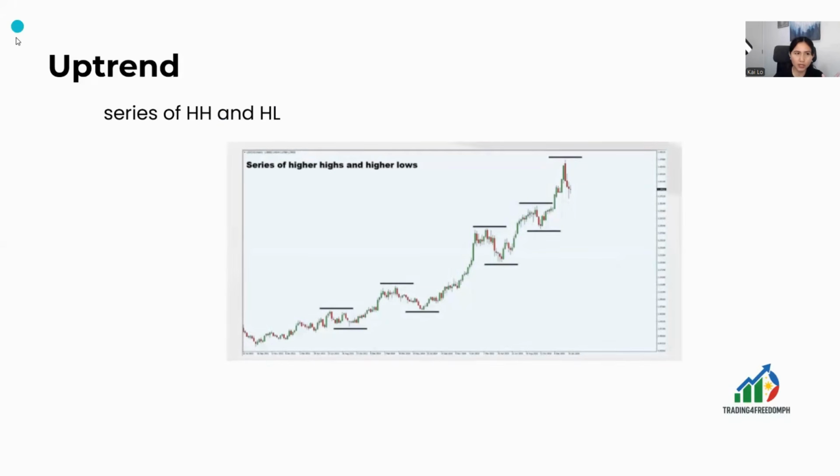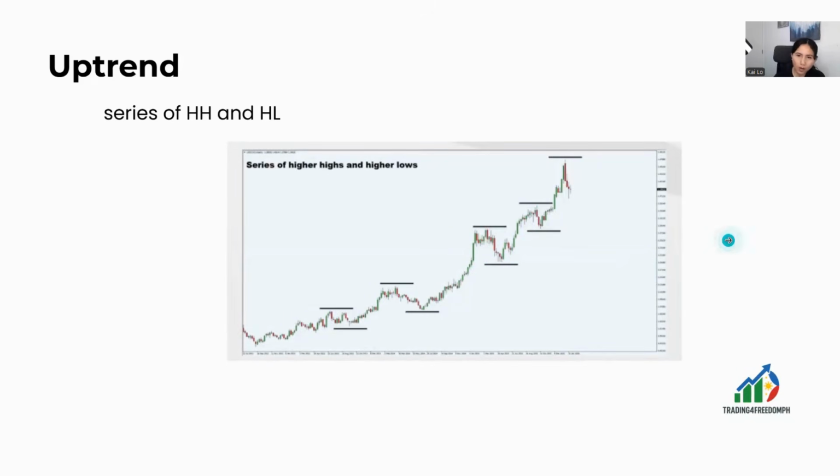So in this case, for example, okay, so this is the price. So high, higher high, higher high, and higher high. On the other hand, if this is the low part, low, higher low, and higher low. So kung ganito, then it is an uptrend, di ba? It's very easy to spot.